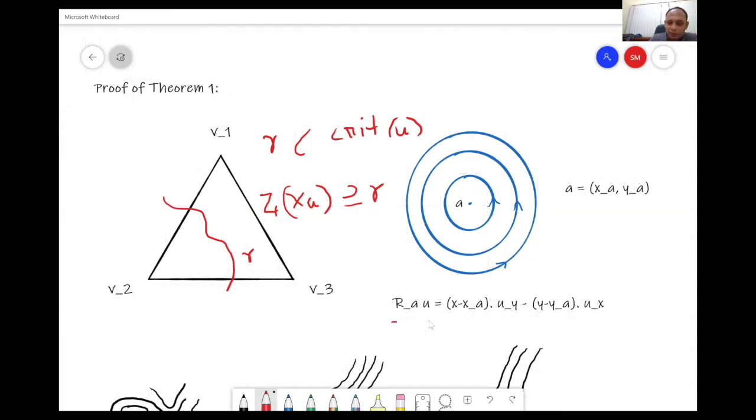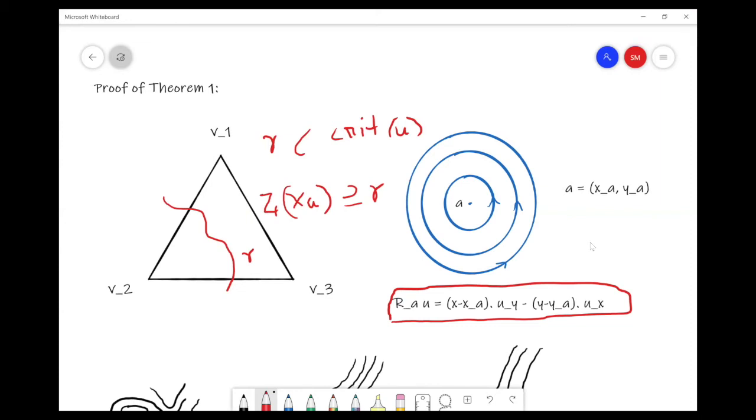That's going to be this kind of vector field called a rotational vector field. So what is this? If you take a point A on the plane, then there's a vector field given by this kind of formula. This is a vector field whose integral curves are actually circles with center at that point A, and it's the same direction, of course.